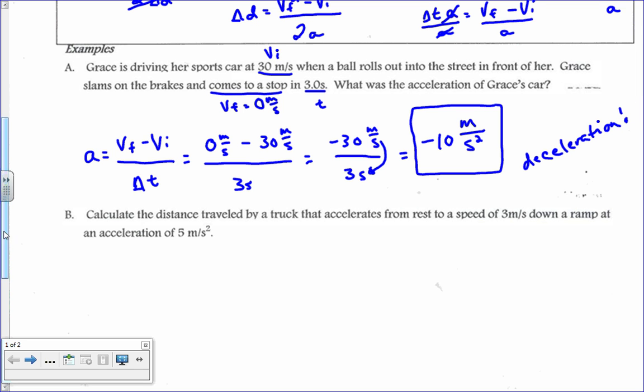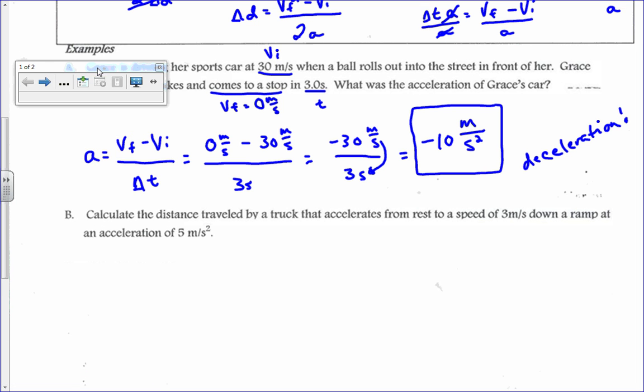So is this a trick question because it's asking what the acceleration is? It's a type of acceleration. It's a negative acceleration, so we call it a deceleration. It's not a trick question. It's just, what does that negative sign mean? It tells you that instead of velocity getting faster, velocity is getting slower. It's decreasing.